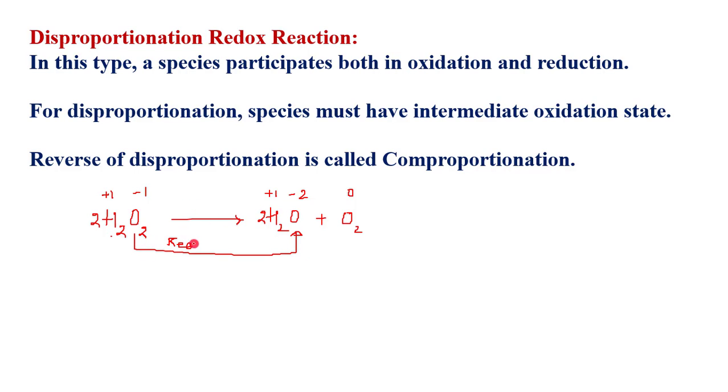So -1 to -2, when you check, it is undergoing reduction. Why? There is a decrease in oxidation number. Whereas from this oxygen to the other oxygen, -1 to 0, there is an increase in oxidation number, so it is oxidation. In this example, the same oxygen is participating in oxidation as well as reduction. Such reactions we call disproportionation redox reactions.